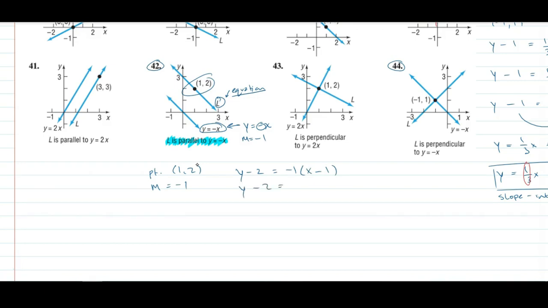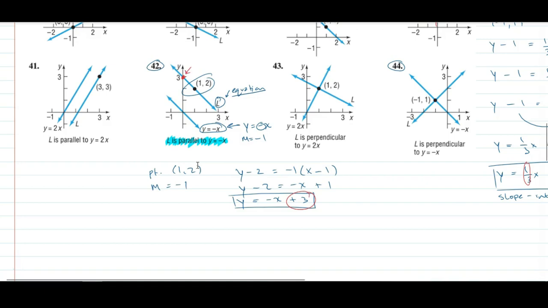This one doesn't have any fractions, so there's no reason to make any silly mistakes with it, I would imagine. So you end up with negative x plus 3 as the equation of this line. And again, be convinced of it. Take a look. There is a y-intercept of 3.